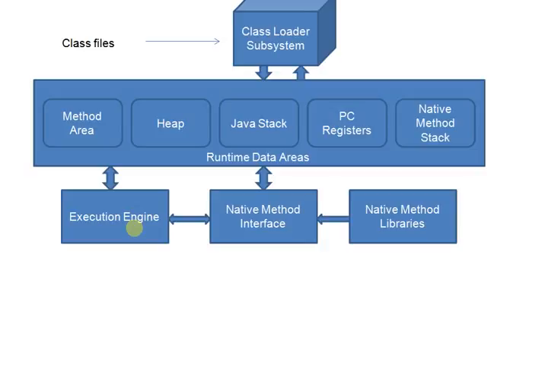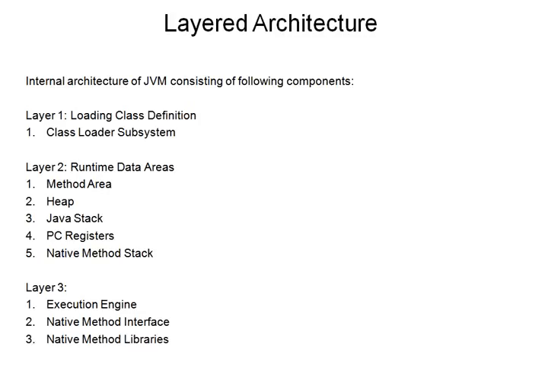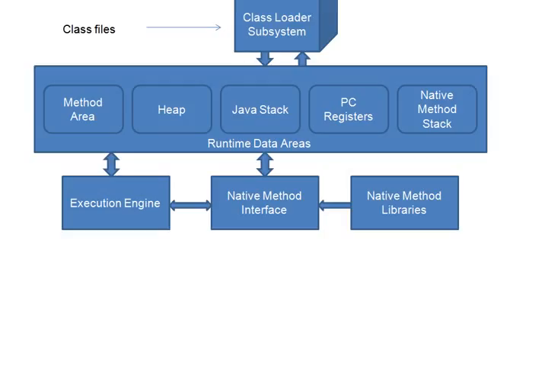The next subcomponent in layer 3 is the native method interface. It is a programming framework which will enable the Java code running in a Java virtual machine to call native code. Finally, the native method libraries. It holds the native method libraries information. This is the basic structure of JVM.